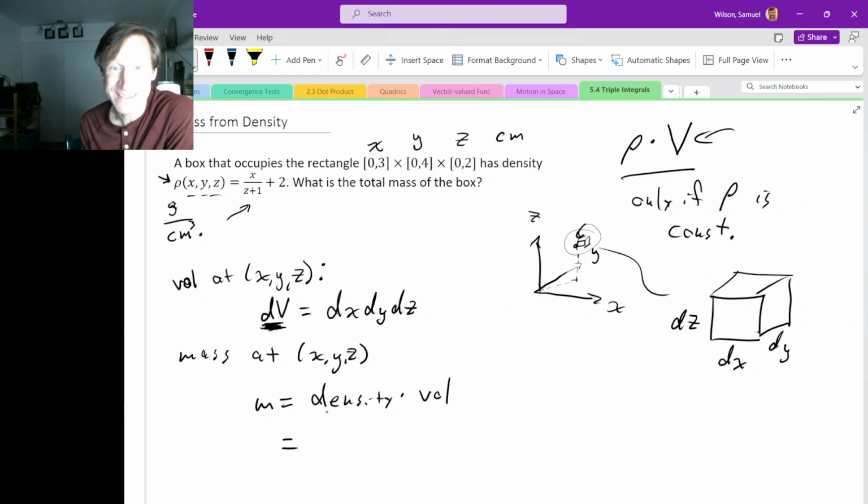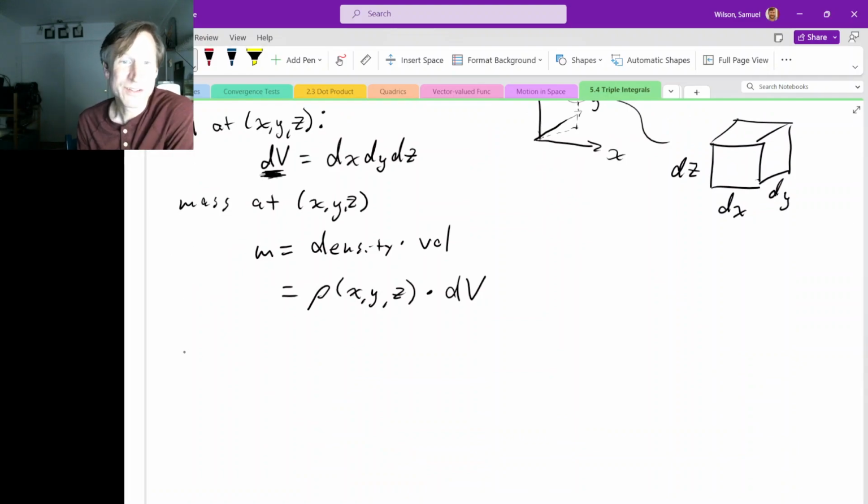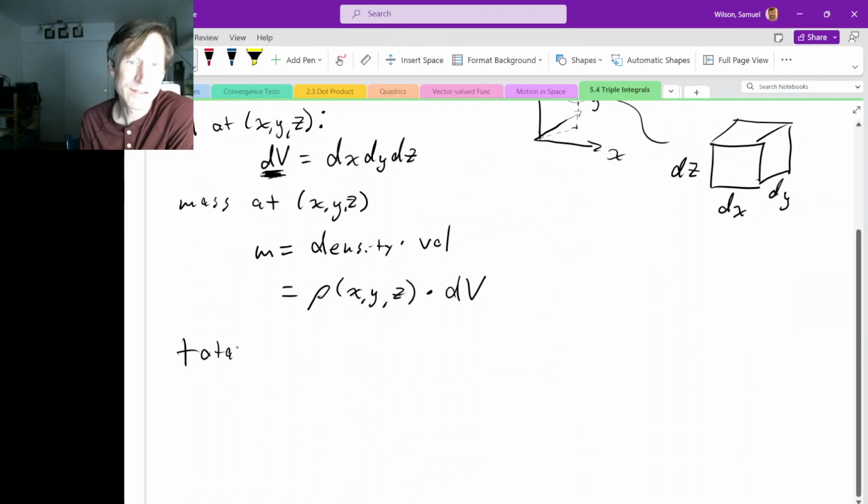Okay, so what is the density at this point? Well, that's what the function tells us. That's rho of x, y, z. And what's the volume at this point? Well, that's what we call dV. Okay, so that's the mass at one single point. To find the total mass, we just need to take all of the little bits of mass and add them all together.